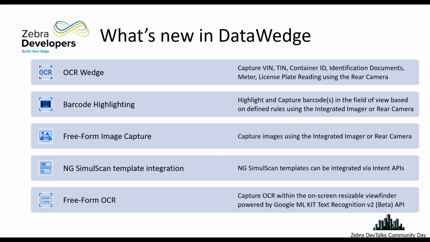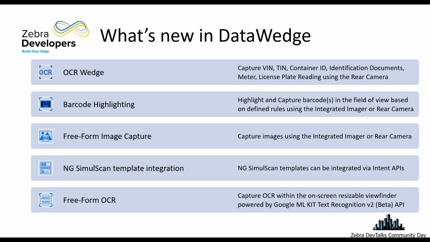So OCR Wedge is a new addition. It is not really new. It's been there for almost one year now with DataWedge. What it provides is a way to capture vehicle identification numbers, tire identification numbers, container IDs, identification documents, meter readings, and license plate reading for your application.